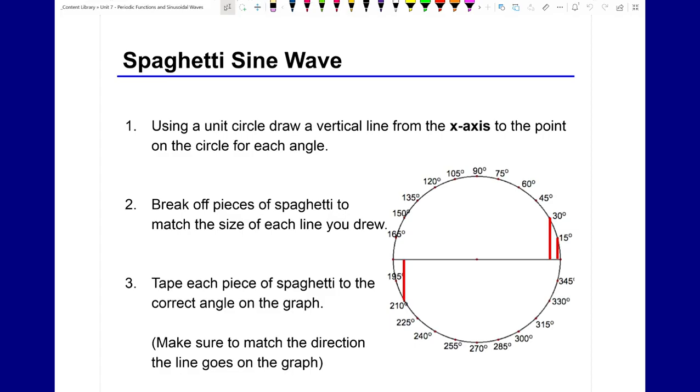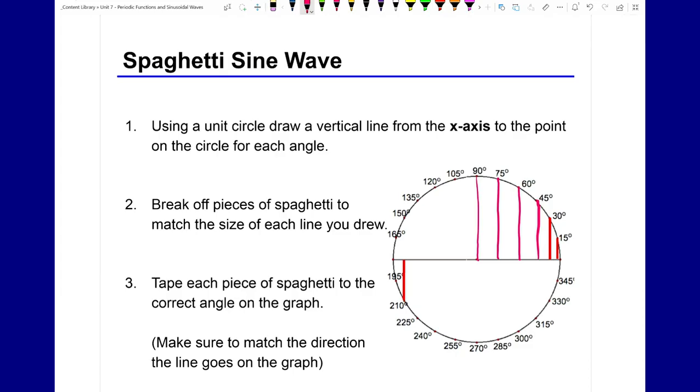So we're going to use a unit circle here, and we're going to draw a vertical line from the x-axis, or from the diameter, to a point on the circle for each angle. So if I imagine I drew one in red for 15, for 30, and do the same thing for 45 and for 60, again using a ruler, making sure it's straight. And I'm going to continue for every angle.